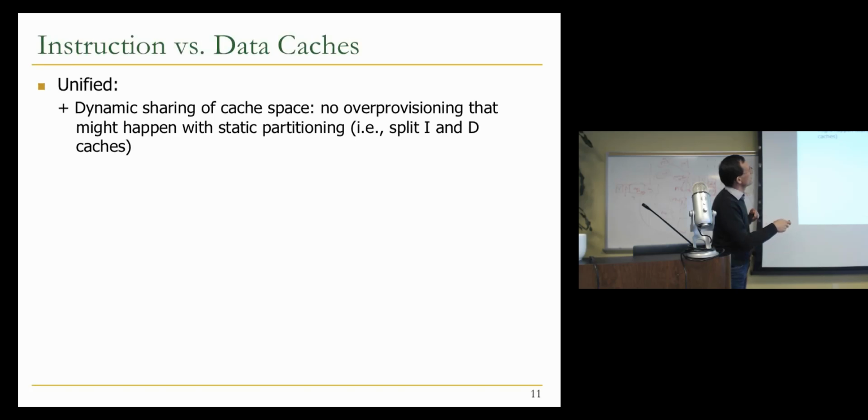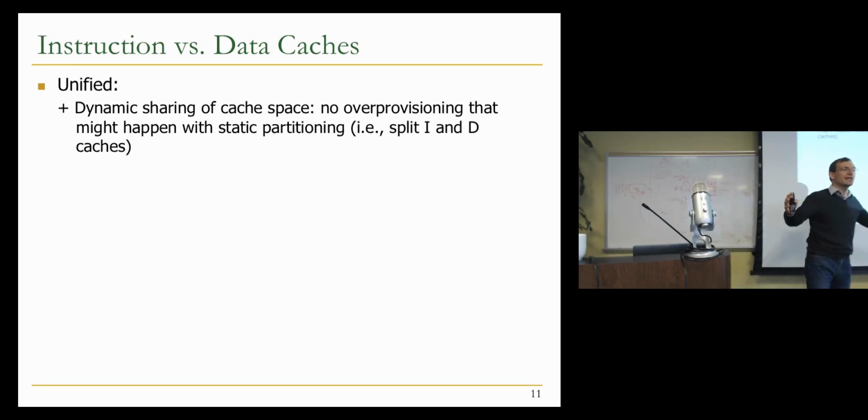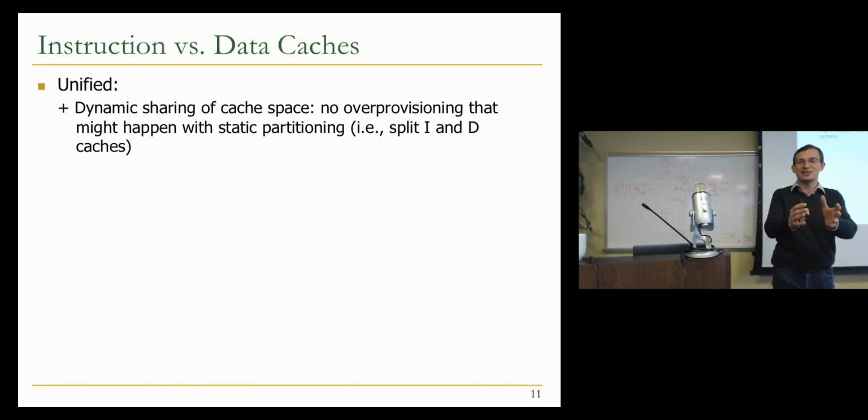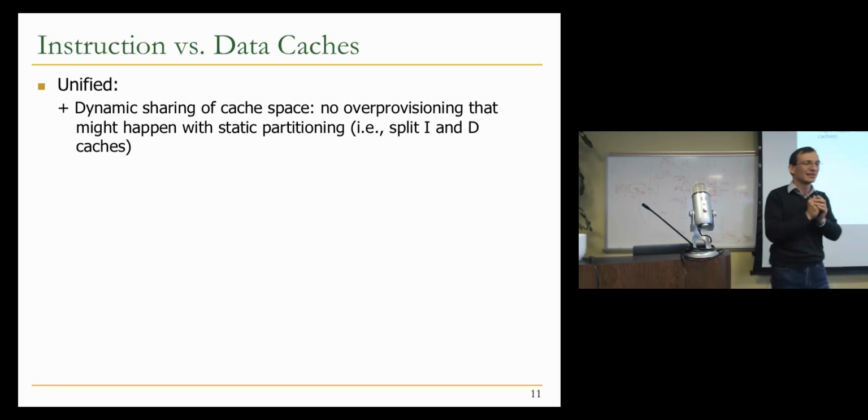Basically, this gets rid of potential over-provisioning that might happen with static partitioning. What does this mean? Let's say you have a total of 128 kilobytes of cache space. Do you split it 64 kilobytes across I and D caches, instruction and data caches, or do you have a unified 128 kilobyte cache, I plus D cache, if you will?